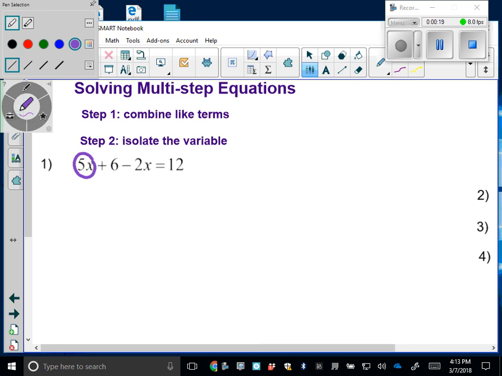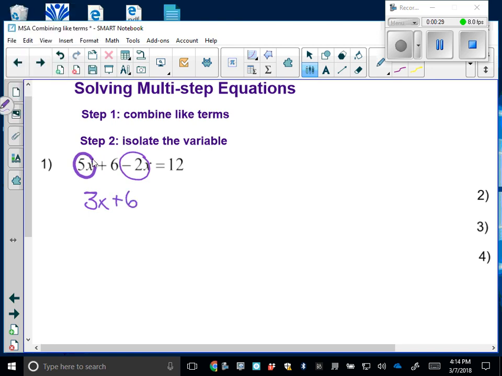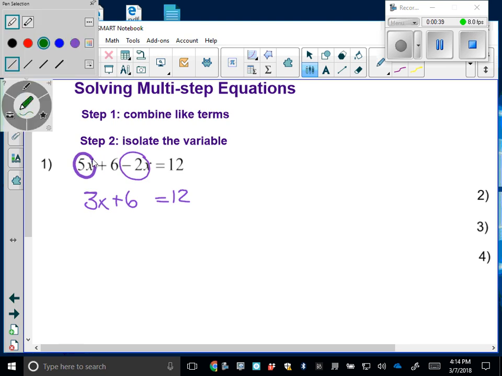5x take away 2x is 3x. Since there's only one number on the left-hand side of the equals, I just copy it down, plus 6, and set it equal to 12. Now I have a two-step equation. So I'm just going to undo the two-step equation. First subtract 6 from both sides.